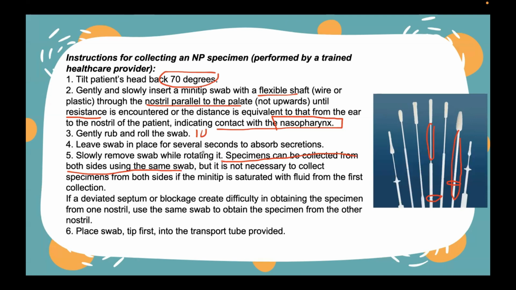If a deviated septum or blockage creates difficulty in obtaining the specimen from one nostril, use the same swab to obtain the specimen from the other nostril. Kasi hindi naman po natin masasabi na if yung isang patient mayroong problema dun sa kabilang ilong. So pag feeling mo hindi ka nakakolect ng tama dun sa kabila, may option ka pa naman sa kabilang ilong to collect.